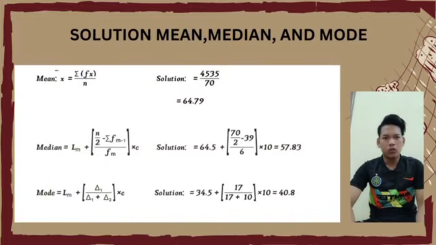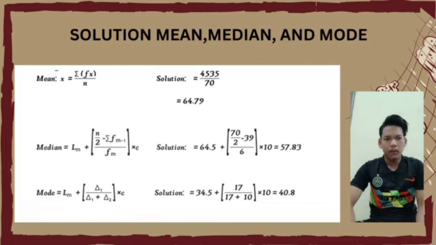Next, I want to talk about the solution for how to calculate the mean, median, and mode. The answer for the mean is 64.79. Therefore, the mean for the current labour force in Perak from 1982 until 2019 was 64.79.